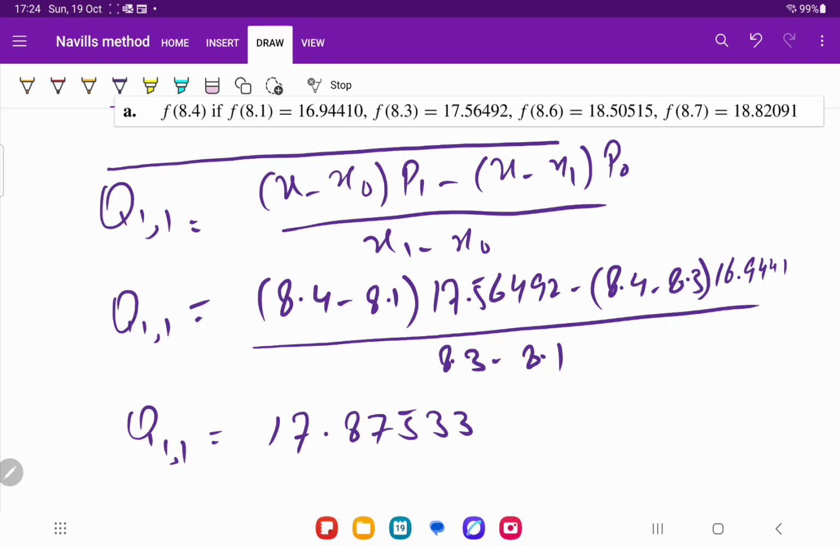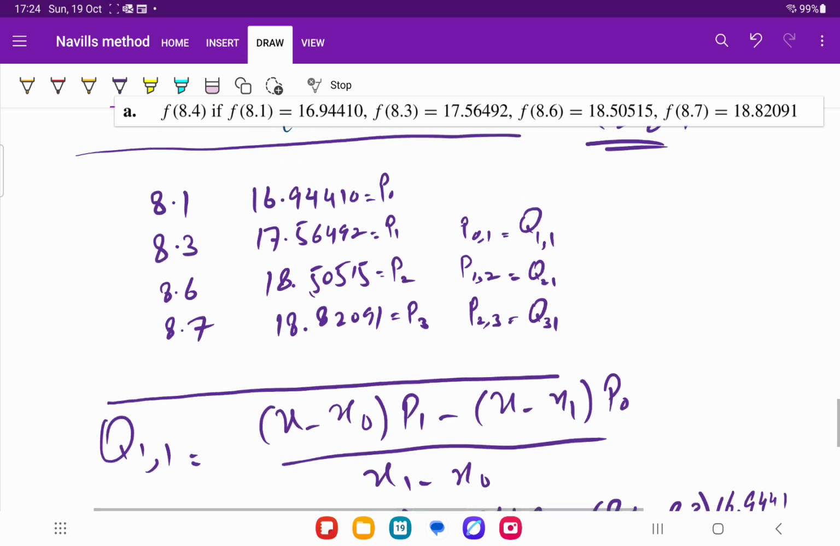So you could see in the table that I have written Q11 as P01. Why is it P01? Because the x0 and x1 points are used in this calculation of Q11. So that is an indication, a signal to you, of which points you have to use.